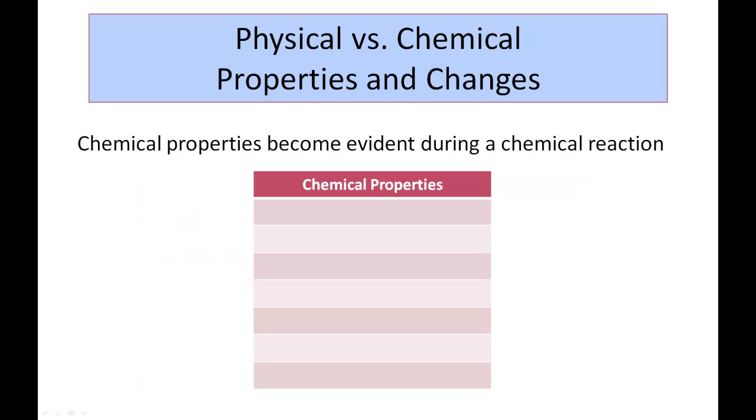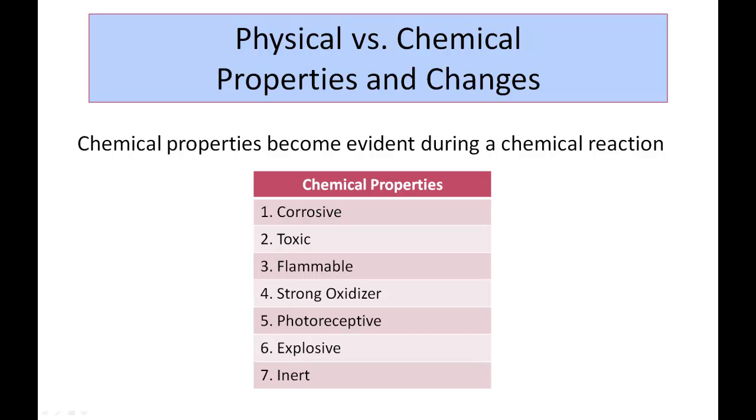The other type of property is a chemical property. Chemical properties only become evident during a chemical reaction or a chemical change. Some examples are corrosive, toxic, flammable, strong oxidizer, meaning that it's able to steal electrons away from another substance, photoreceptive, meaning it will chemically change when activated by light, explosive, and inert. Inert means it's not chemically reactive.